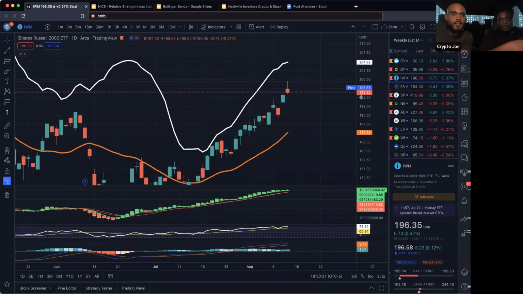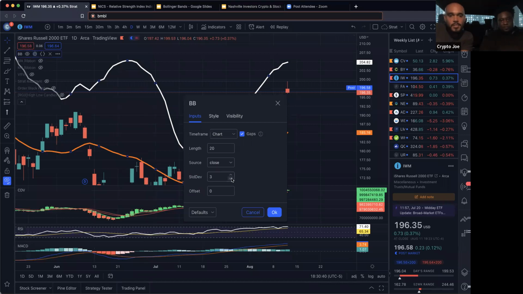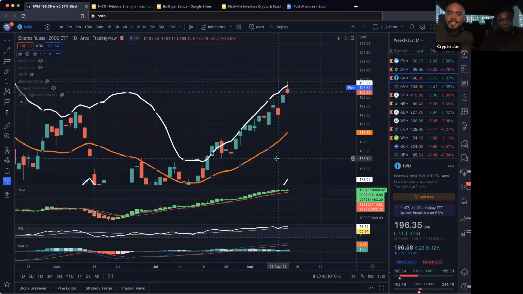Do we have Bollinger Bands on here? I'm gonna switch yours to the 2 standard deviation one. Where's my Bollinger Bands? Okay, so I'm switching to the 2. So I was hitting the top of my Bollinger Bands.